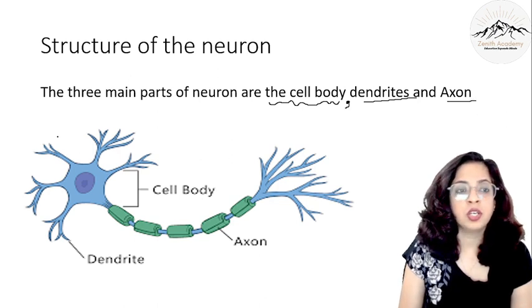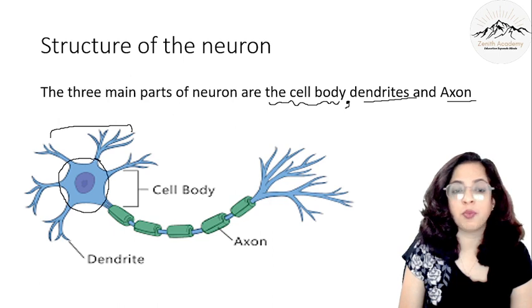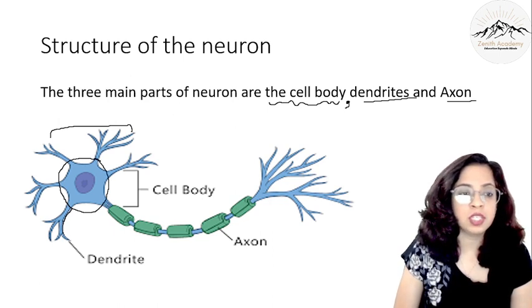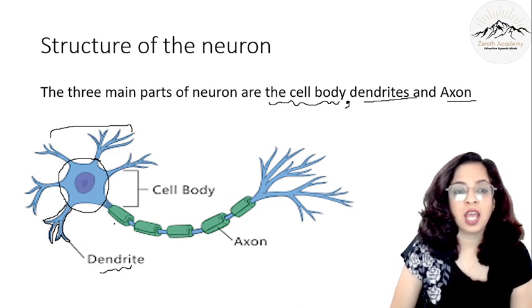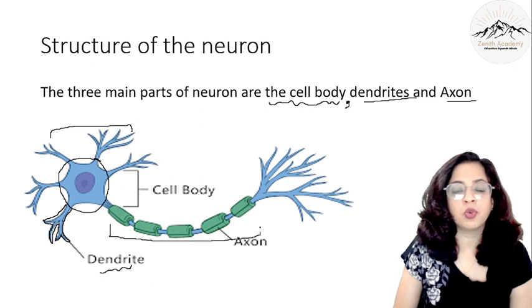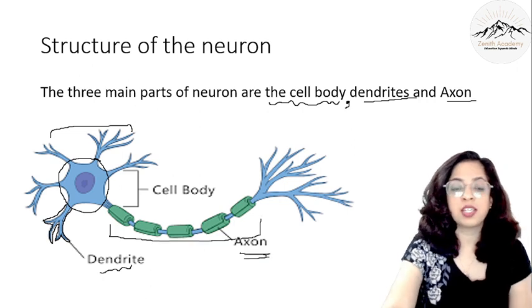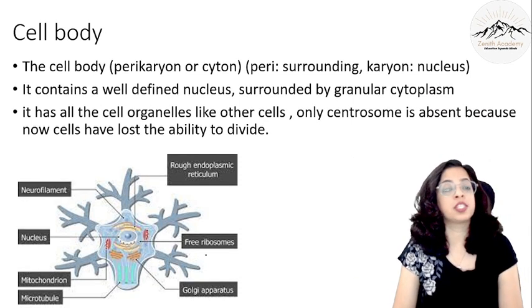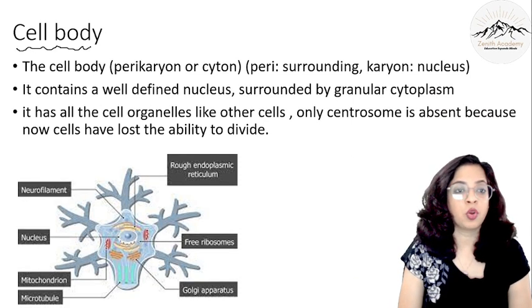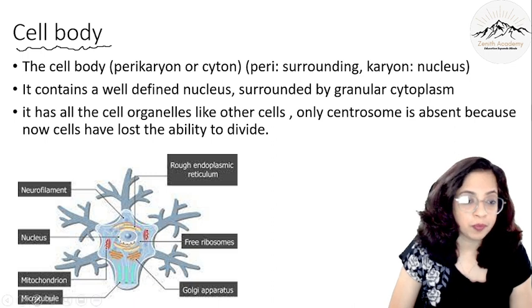Children, you can see this is the cell body. This part is known as the cell body. Then can you see these projections outside? These are dendrites, and the long part is known as the axon. Let's study about these structures in detail. First, let's talk about the cell body.